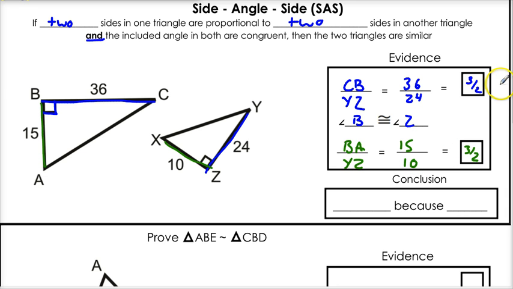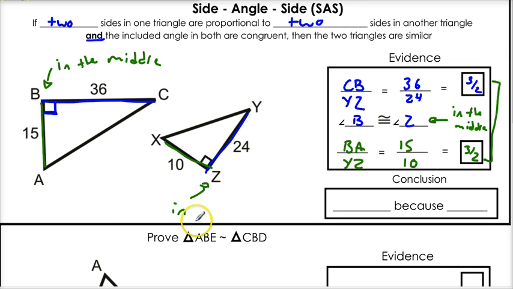Now, since the ratio of two of them are the same, and there's one angle in the middle, and this always has to be in the middle, just like in side-angle-side for congruence. See how that's in the middle? The angle's in the middle. Has to be in the middle for both of them. It's in the middle of the two sides. Well, then we know that these two triangles are similar. So we can say that triangle ABC is similar to triangle XYZ because of side-angle-side similarity.